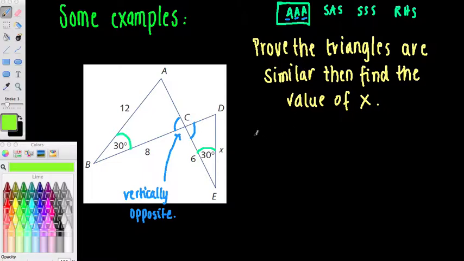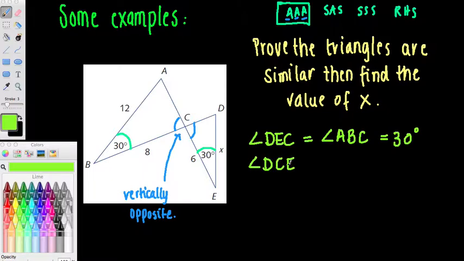What I'm going to do first is say that angle DEC, so that's this one down here, is equal to angle ABC. So I've matched up the vertices as I've said this. Now that angle is 30 degrees. Now I want to make a statement that's saying that these two angles here are the same. So I'm going to say angle DCE is equal to angle ACB. And in brackets I'll put my reason, they are vertically opposite.